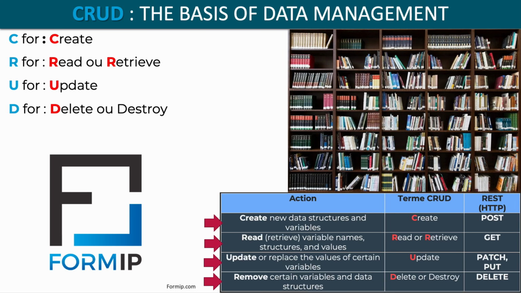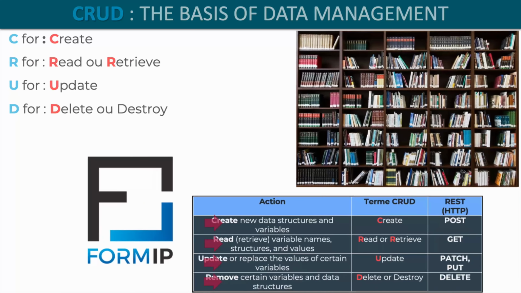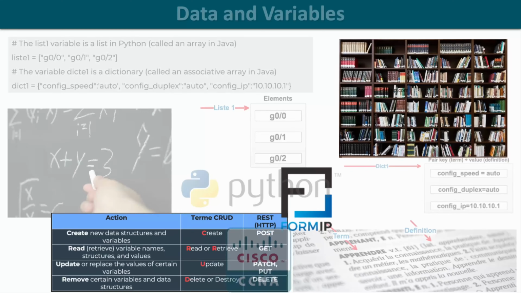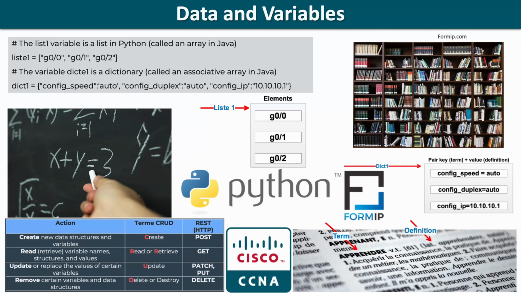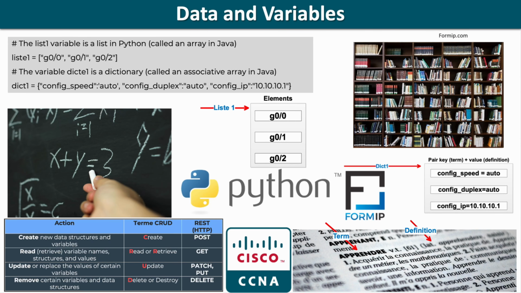The create action allows the client to create new instances of variables and data structures on the server. The read action allows the client to retrieve the value of variables that exist on the server. The update action allows the client to update the value of variables that exist on the server. And the delete action allows it to delete different instances of data variables from the server.